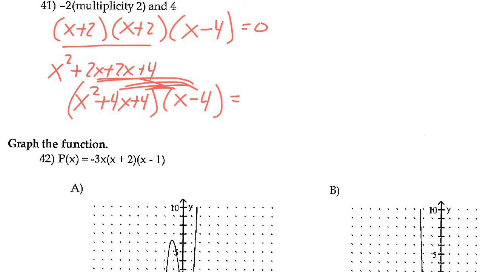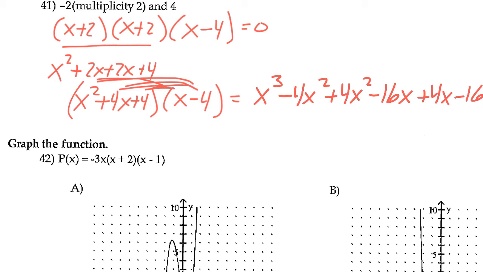Okay, so let's start off with x squared times x would be x cubed. X squared times a negative 4 would be a negative 4x squared. 4x times x would be 4x squared. 4x times a negative 4 would be negative 16x. 4 times x would be 4x. And 4 times negative 4 would be minus 16.